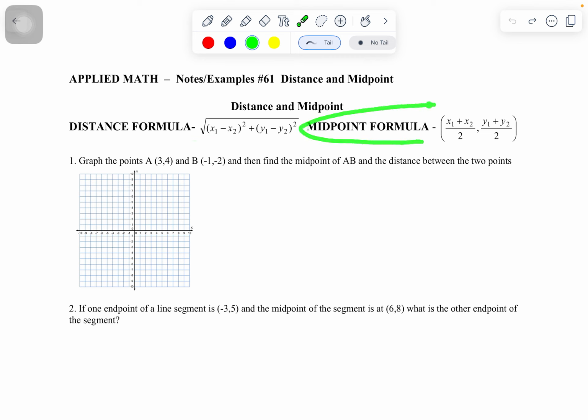And midpoint formula, there is this lovely formula here, but what it boils down to is you're going to take the average of your x's and the average of your y's, and that's going to get your midpoint. So let's get into a couple problems here.